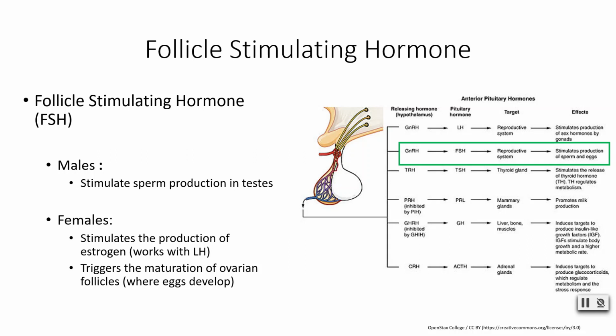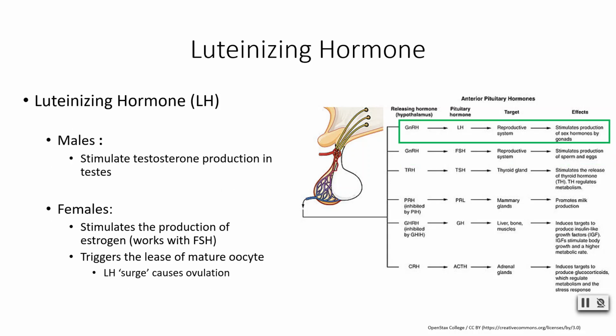So follicle stimulating hormone, one of the major functions is helping us grow and develop those gametes, those sex cells, those sperms and those eggs. Now, luteinizing hormone, LH. Again, we see different effects in males and females here. In males, we are stimulating testosterone production in the testicles. So FSH stimulated sperm production, LH is going to stimulate testosterone production.